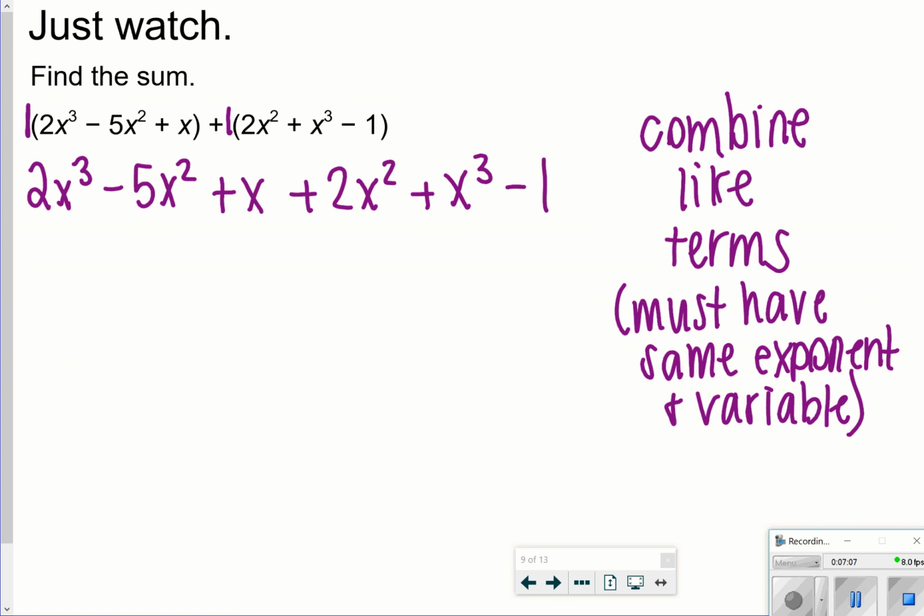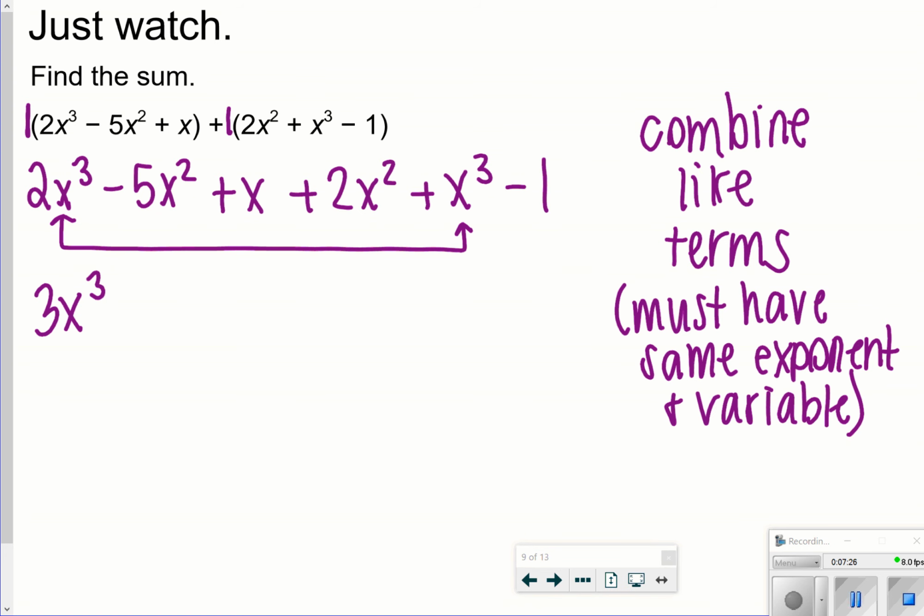And just to keep in mind, like terms must have the same exponent and variable. So I can only combine the 2x to the third with the other x to the third. 2x to the third plus x to the third gives me 3x to the third. The next thing I can combine is the negative 5x squared, put a box around this one, and 2x squared. That's going to give me negative 3x squared.